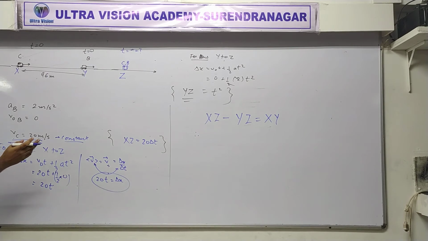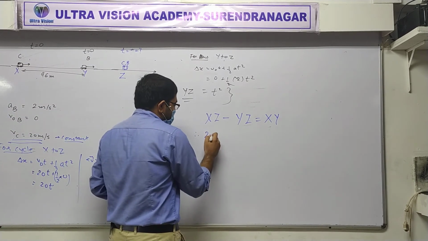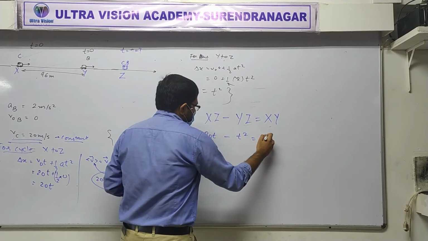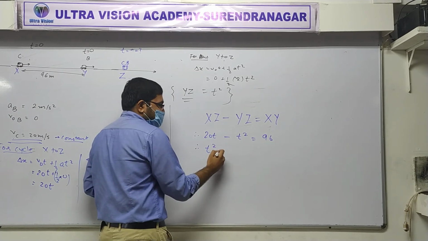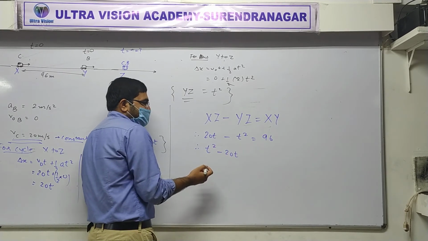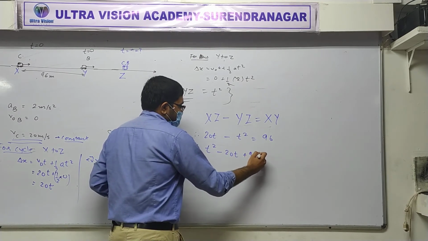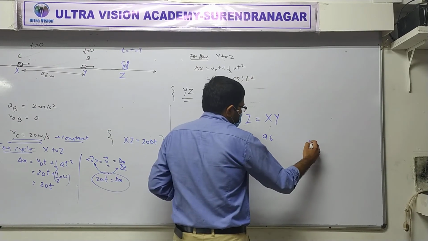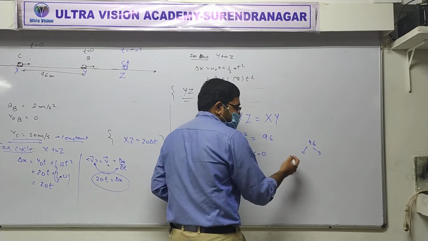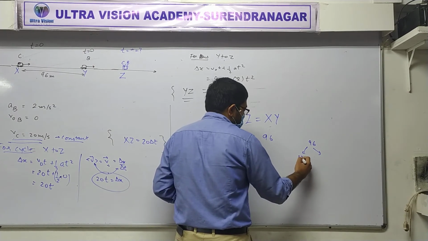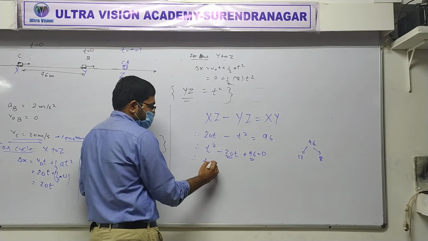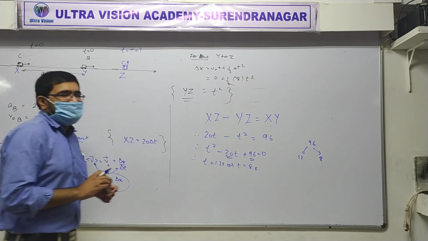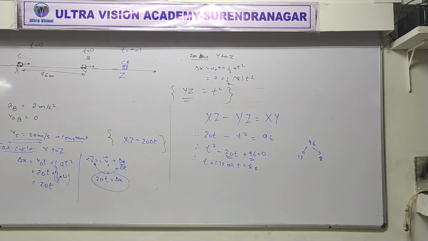xz is equal to 20t minus y, z is equal to t square, and xy is equal to 96. Now we are going to solve this quadratic equation. So t square minus 20t plus 96 is equal to 0. Now this is 20 and this is 96. So you have to make two factors of 96 so that addition or subtraction can be 20. So this is 12 and 8. Okay, so there are two possible answers, t equal to 12 or t equal to 8.